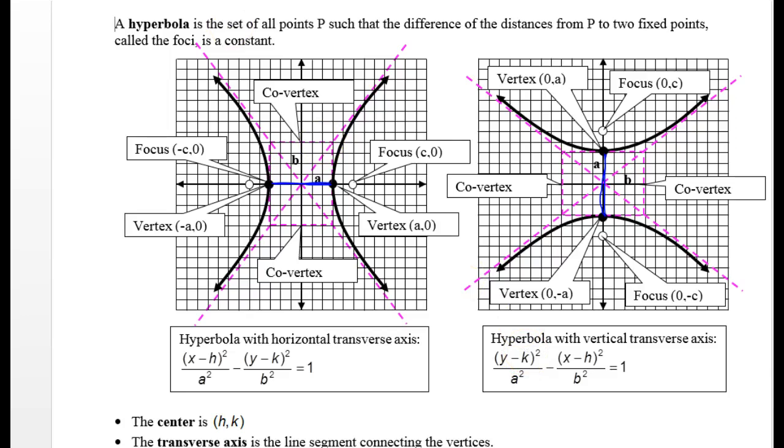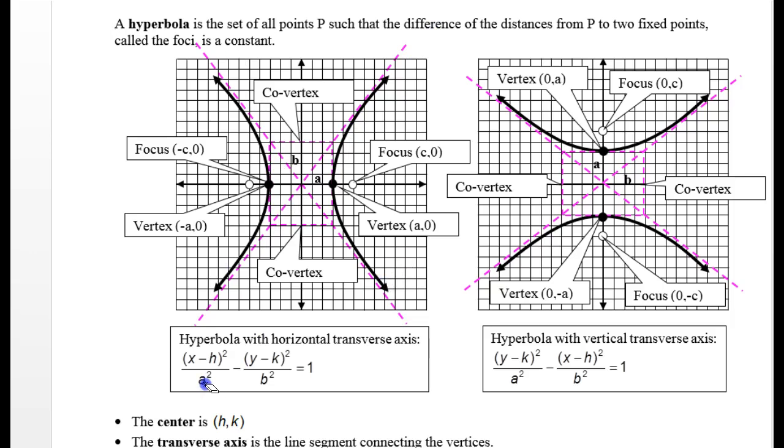Now, don't forget that the a value is the distance from the center to a vertex. The b value is the distance from the center to a covertex, even though the covertex is not on the hyperbola. The c value will be the distance from the center to a focus. The a value and the b value will define a rectangle, and the asymptotes are the diagonals of the rectangle.